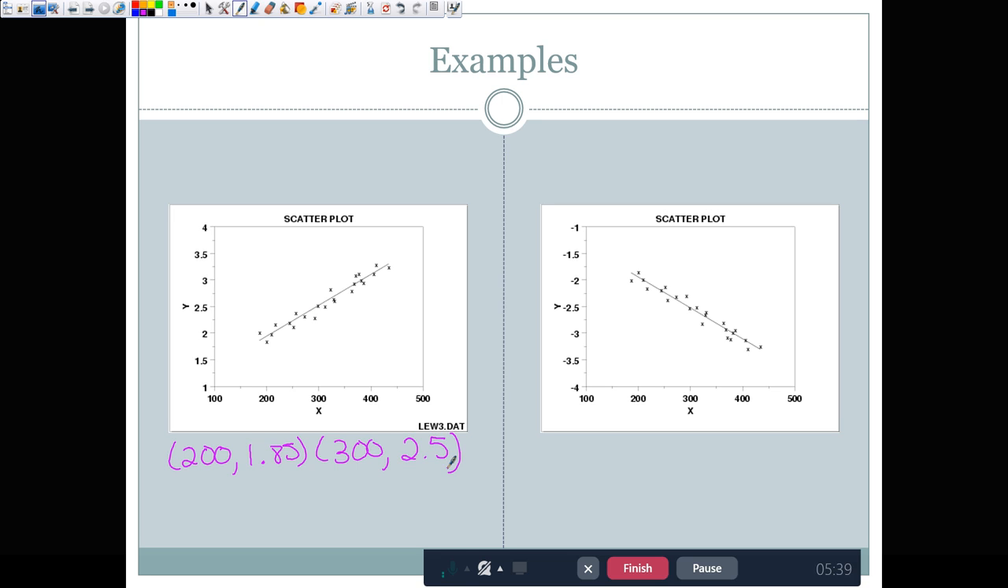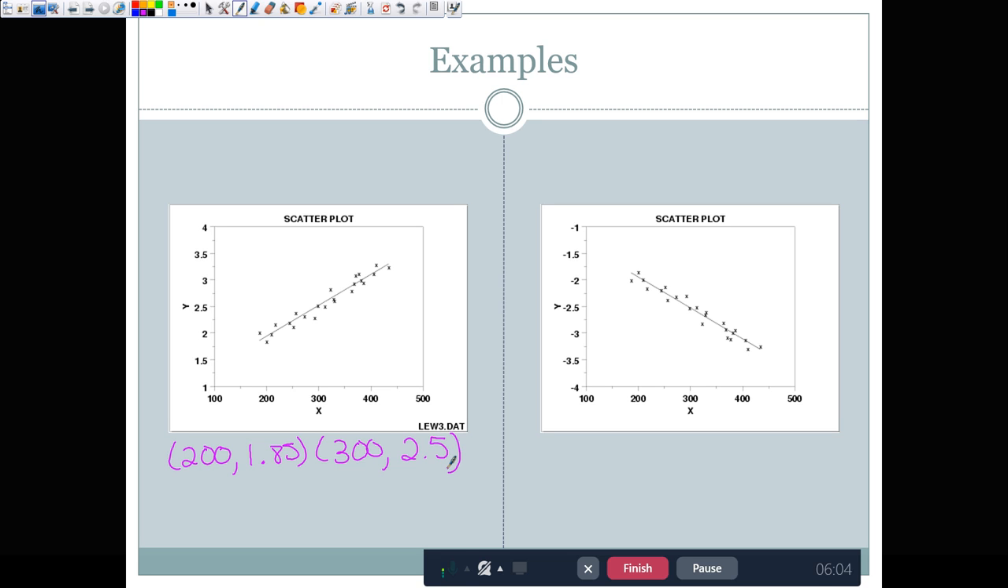You don't look at the dots, you look at the line. Okay? Don't look at your dots, look at your line. Because we're writing an equation for the line of best fit, not for the points. Yes, if the point goes through the line, then you can use that point. So now I need to find my slope.